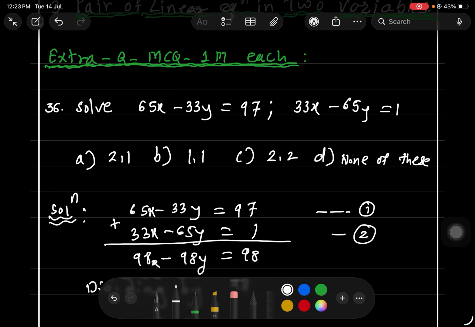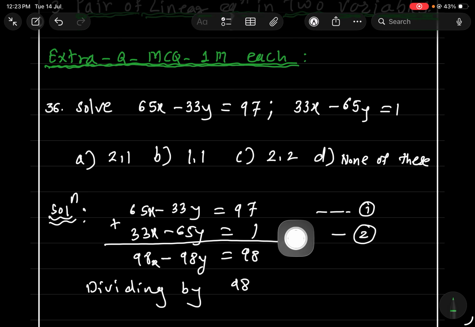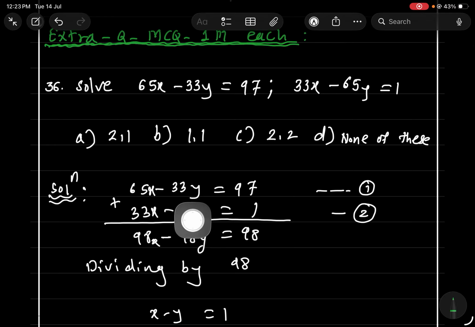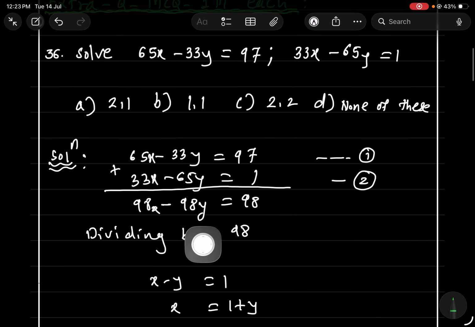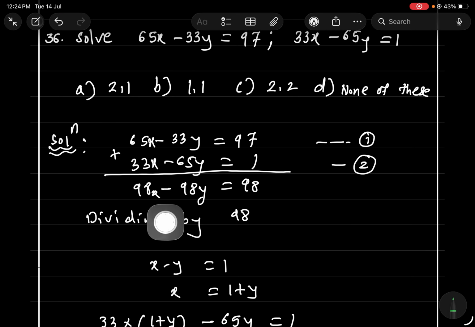Now see, if you observe the coefficients of x and y in both equations, here 65x is there, here minus 65y. It means the coefficients are interchanged: here 33y is there, here 33x is there. Now very simple, if you add these, you will get 98x minus 98y equal to 98. In all terms 98 is there, so you can divide by 98.